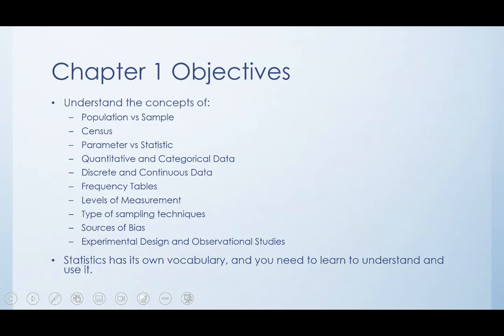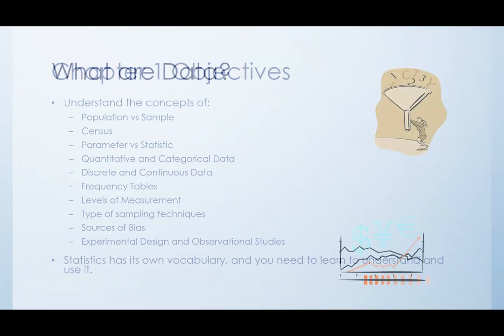discrete versus continuous, frequency tables, although I mainly talk about that in chapter 2, levels of measurement, which is a minor topic, types of sampling techniques, sources of bias, observational design, and observational studies and experimental design. So statistics has its own vocabulary, and you really need to understand it and be able to use it.